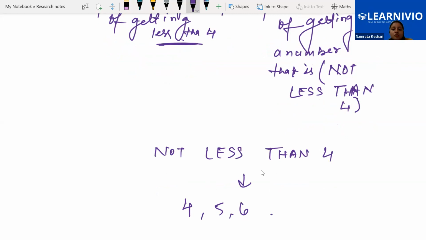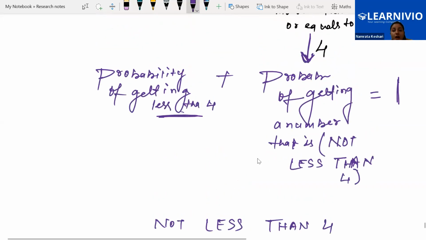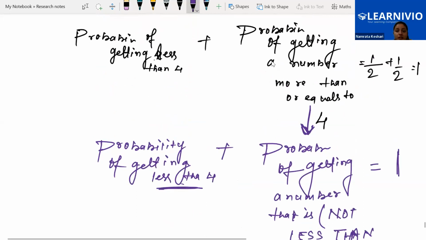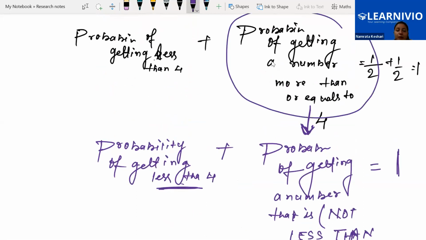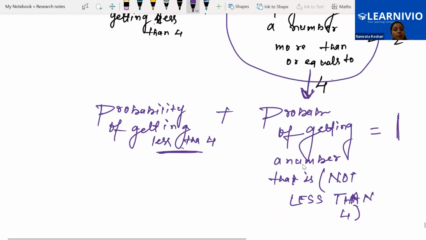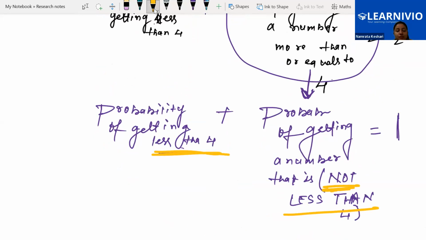Yes, ma'am. Getting it? So if less than 4 is not acceptable, that means 4 will work and greater than 4 will be fine. So less than 4 is not acceptable, that means 4 or greater than 4 only. So the statement circled here, the probability of getting a number more than or equal to 4, we can also write this way: probability of getting a number that is not less than 4. Why am I highlighting like this? Less than 4, not less than 4.